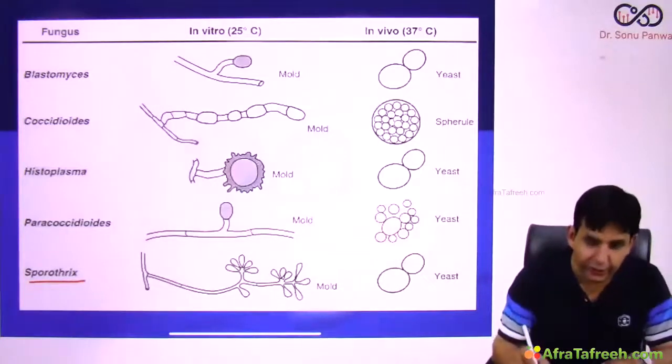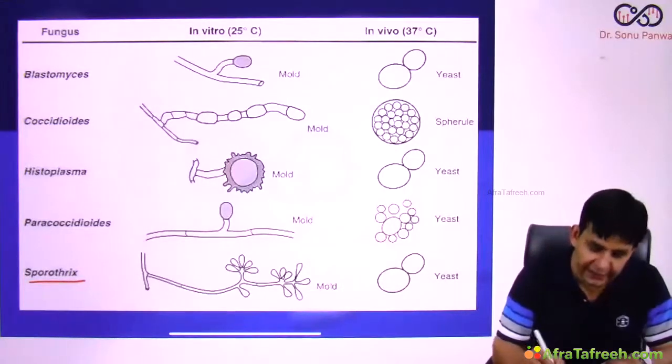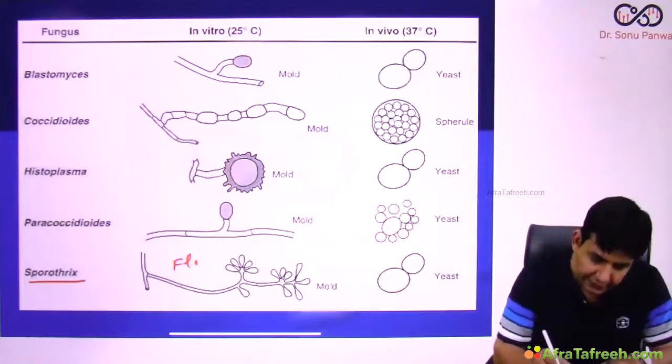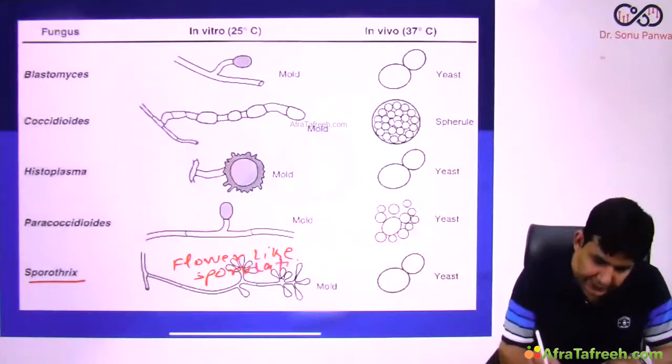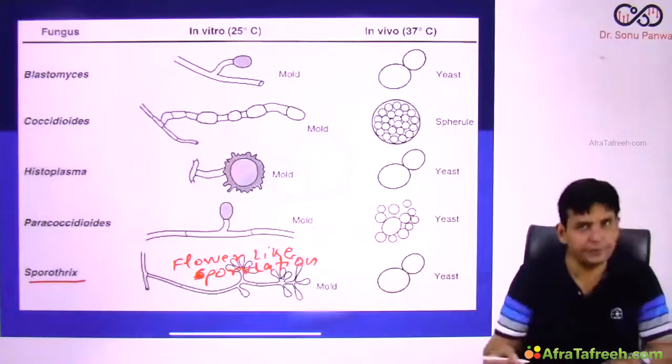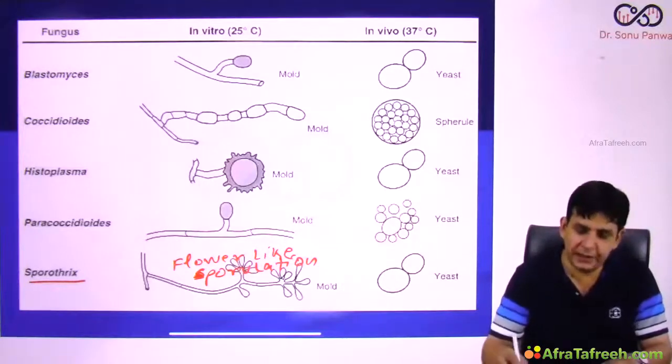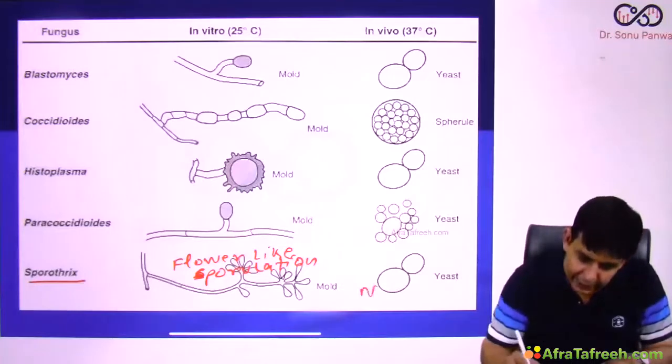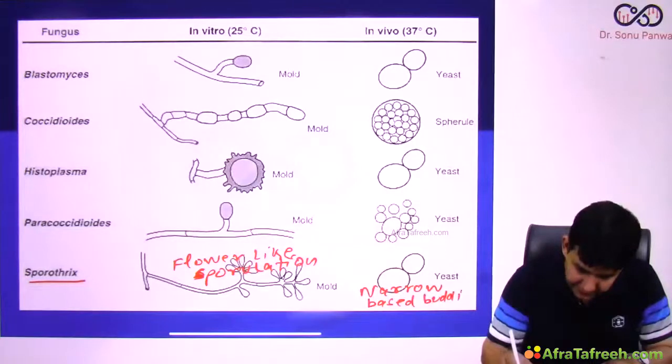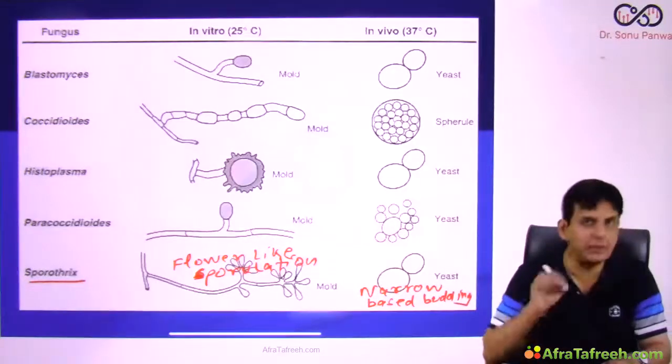So this particular mold form, which happens at 25 degrees centigrade, is termed flower-like sporulation. And this particular sporotrichosis or Sporothrix has narrow based budding of the yeast cell. This is termed narrow based.